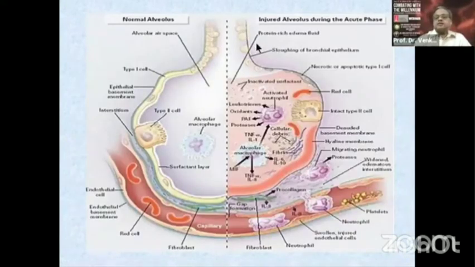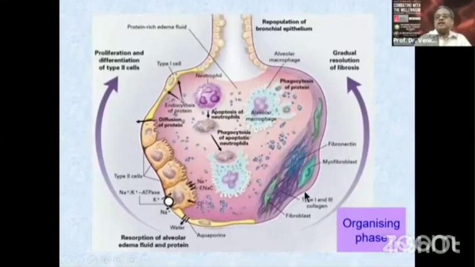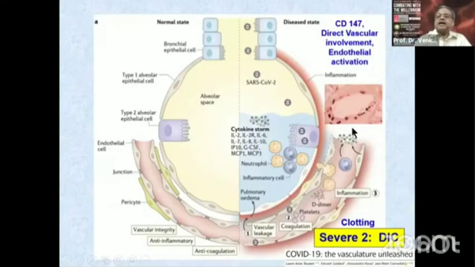This is a diagrammatic representation of how the alveolus gets affected, how the fibrin gets deposited, the hyaline membrane is formed, and the fibrosis and the vascular reaction. And later in the healing, there is lots of fibrosis. This is the pneumocyte proliferation. In some patients, there is excessive activation of the vascular endothelium. And some people have also found that because of the CD147, blood vessels can be directly affected by the virus, exposing the endothelial thromboplastins, causing clotting. So excessive clotting can cause a severe type.